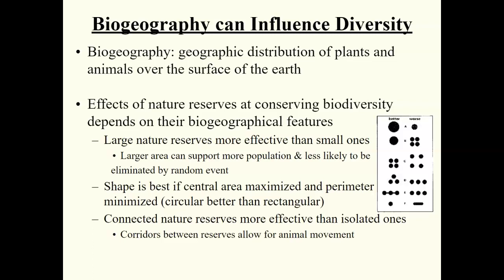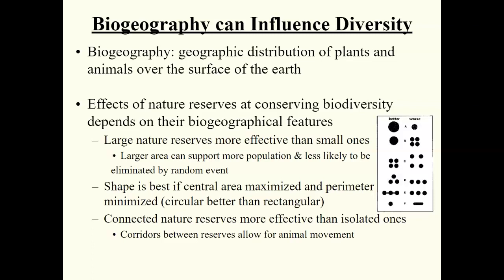Again, near the edges does tend to be less diverse in regards to the organisms that live there. And so minimizing the edges and maximizing the center area is important. We want less perimeter and more area. And so a circle would be better than a rectangle because the ratio of area to edge would be different. But also a circle would be better than an oval for the same reason.